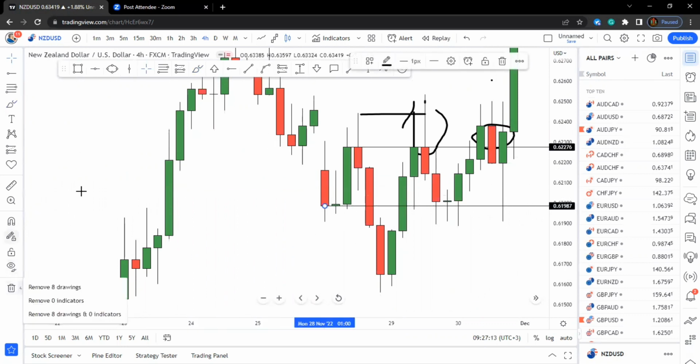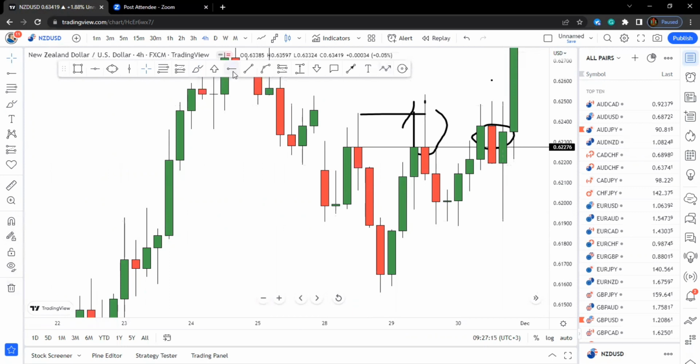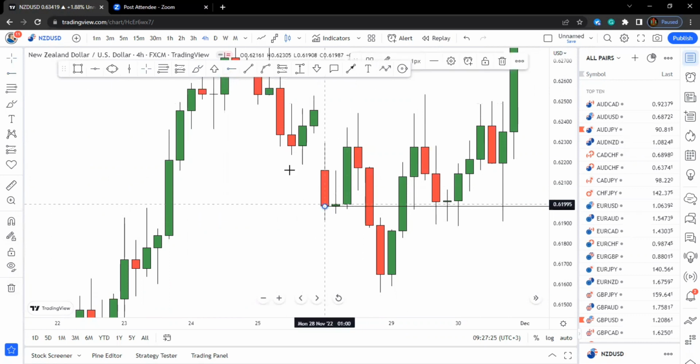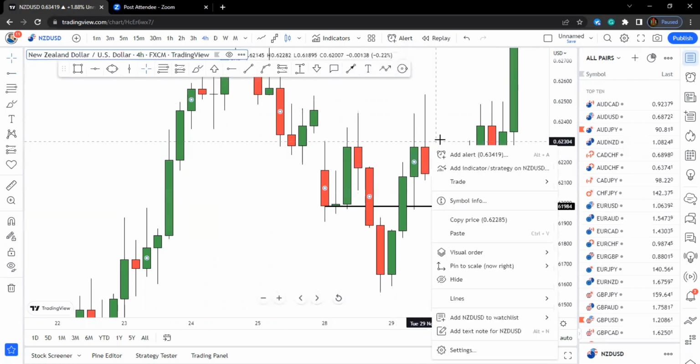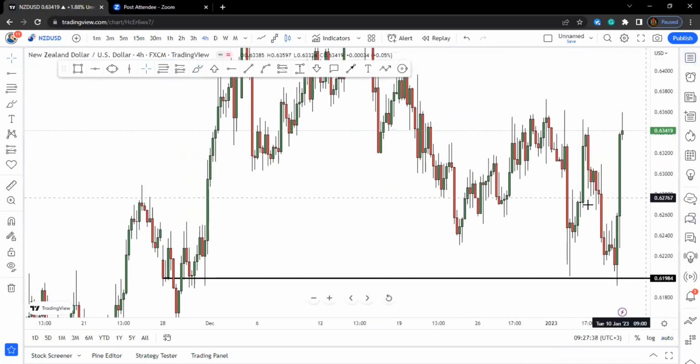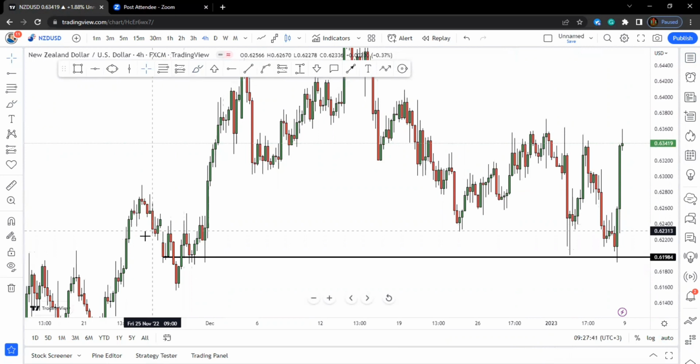Let me make it clean first. Ni kuonyesha vizuri. So our invalidation point is here. Naomba nitengeneze line iwe big for you to see properly. I think hapo kila mtu ataona. Okay. So this one is an invalidation point.